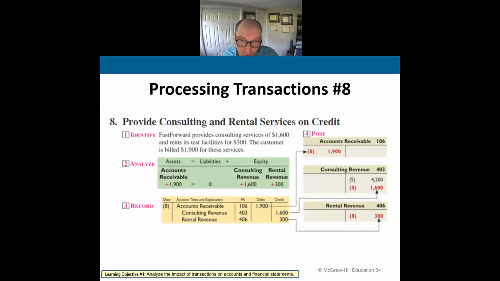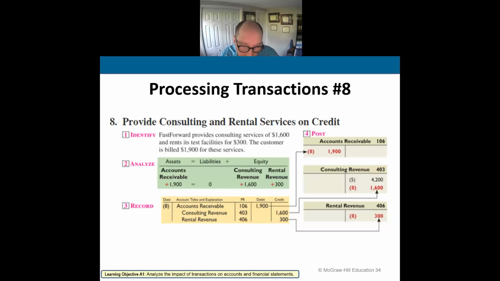Transaction 8 looks like we provided consulting and rental services. We're renting something out, it looks like. So two different forms of revenue. We debit accounts receivable and credit the revenue accounts because we did it on credit.